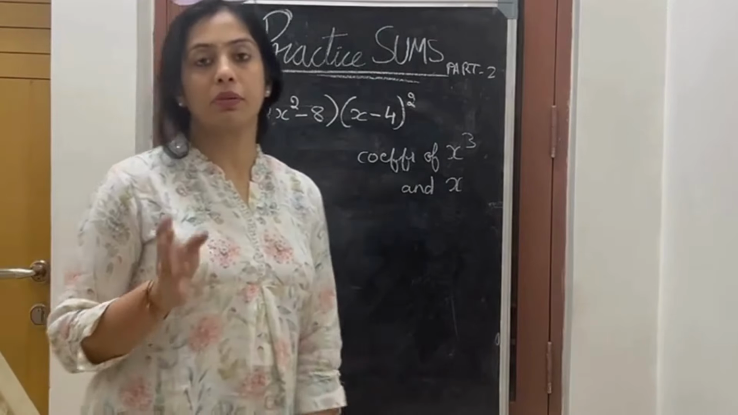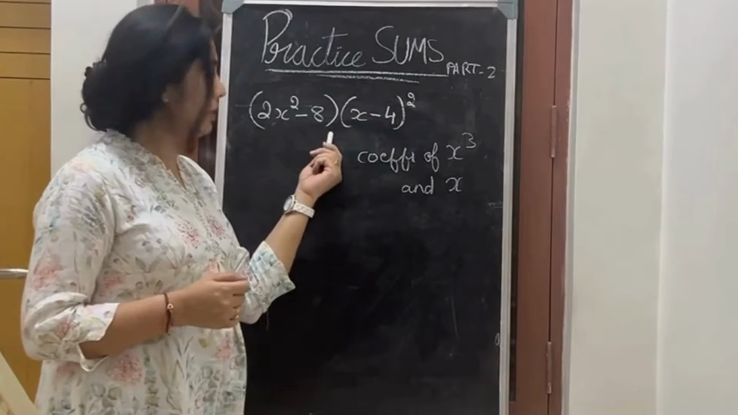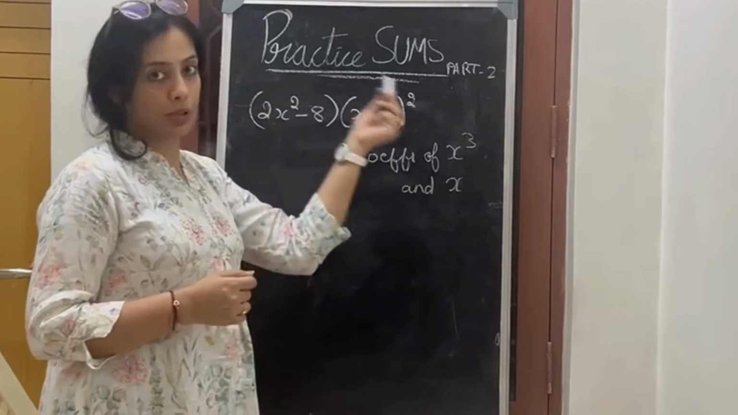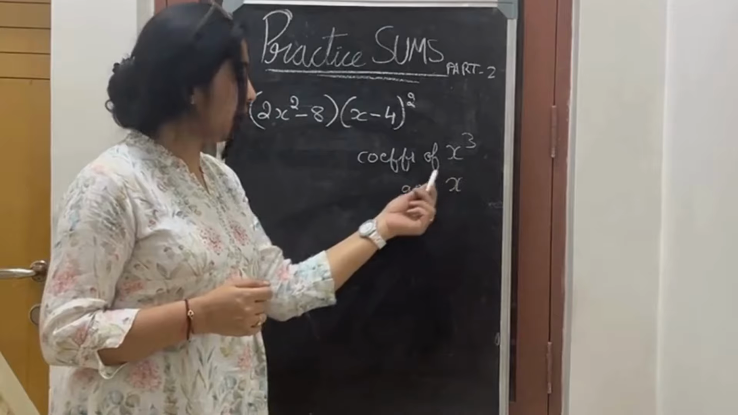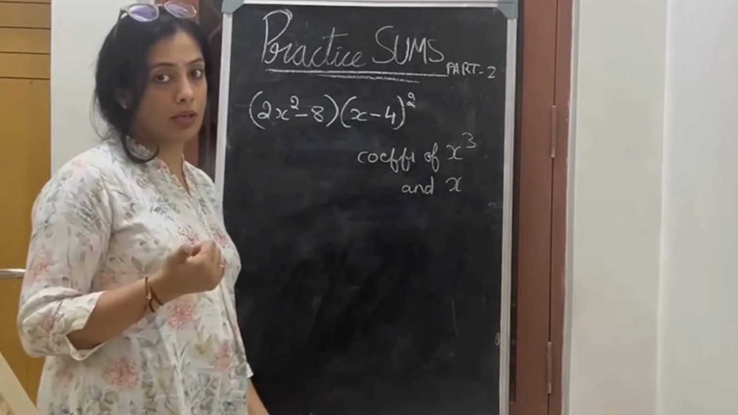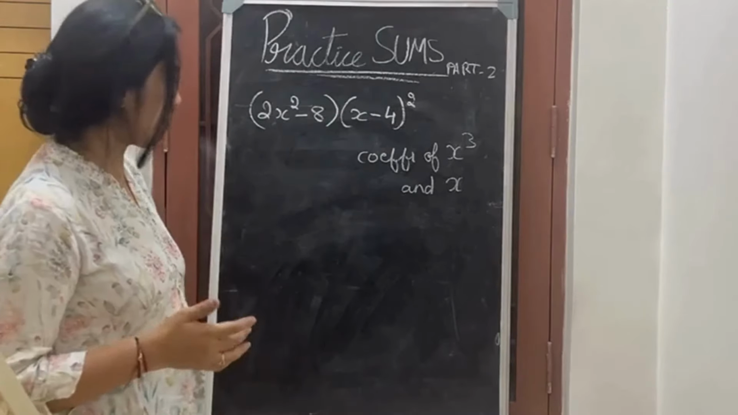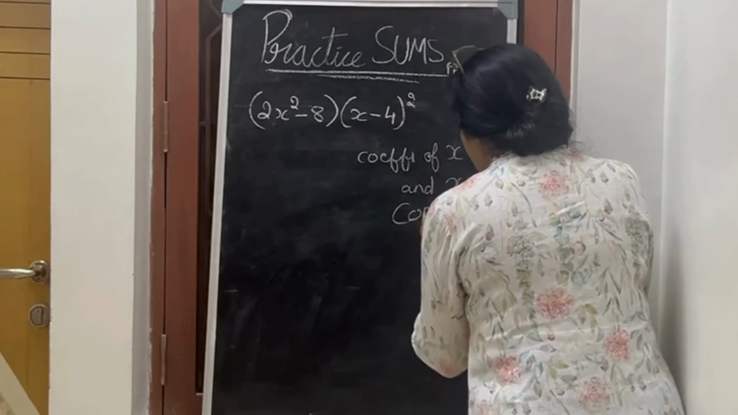My next sum is from expansions. The question says (2x squared minus 8) into (x minus 4) the whole squared is given. Find the value of the coefficient of x cubed and x. It also says that if there is any constant, please let us know the value of the constant. Okay, it also asks you the value of the constant.